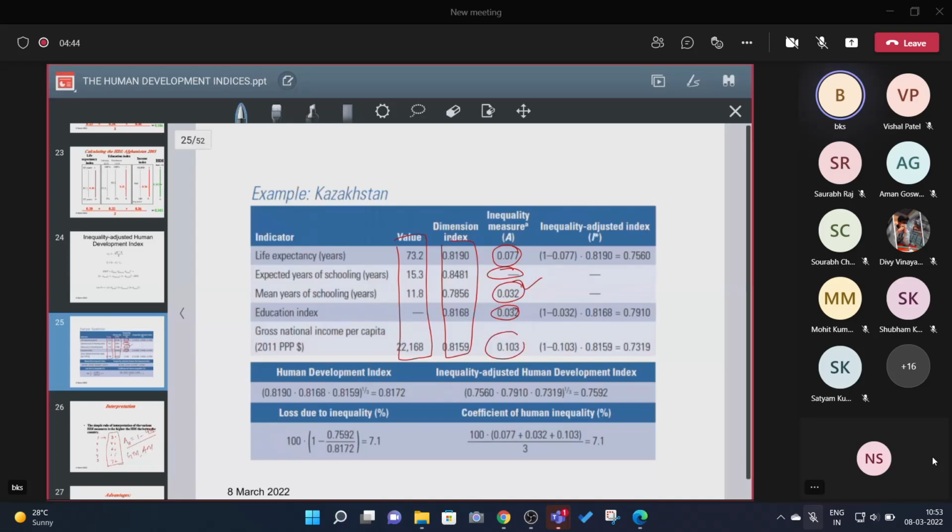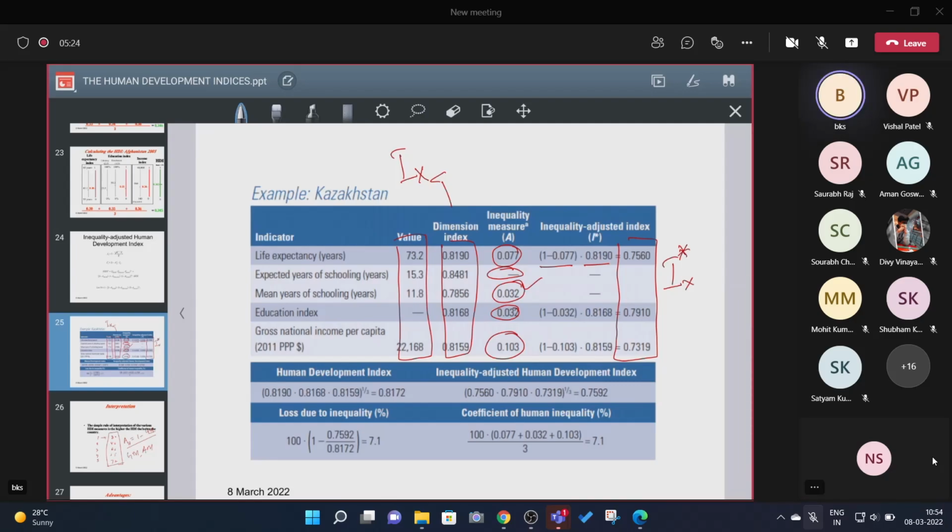Similarly, this is the inequality in the income dimension, and accordingly we calculate the inequality adjusted dimension indices, which is 1 minus your inequality measure, multiplied by the dimension index. So these are the index for X dimension, and these are the index for X dimension adjusted, that is star.